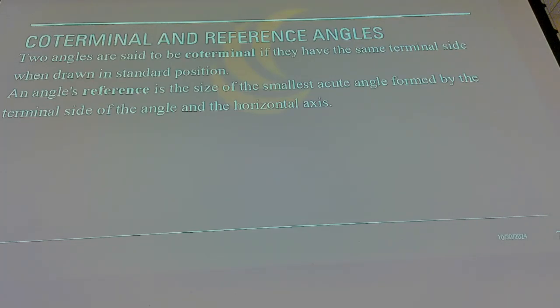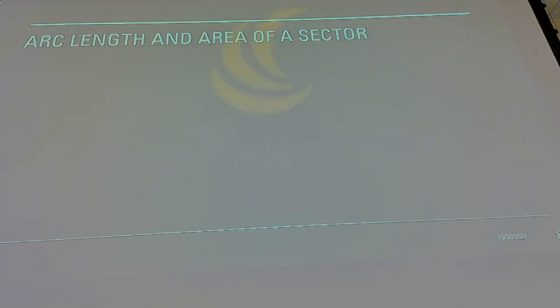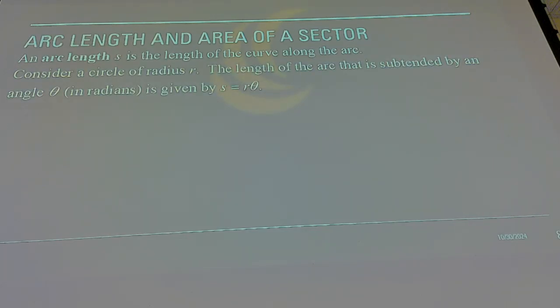Arc length is simply the length of the curve along an arc. An arc length is typically represented with a lowercase s. So consider a circle of radius r. The length of the arc that is subtended by an angle theta is given by s equals r times theta. And it's very important to note that theta has to be measured in radians.